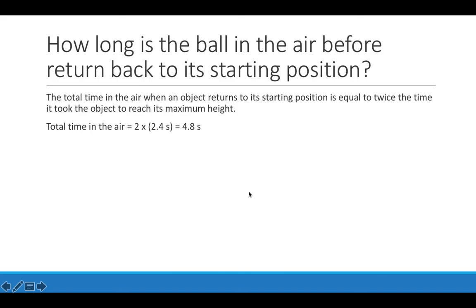So this is just a worked example of an object that's thrown in the air, and you can use this as an example to solve other problems where it has some different initial velocities.